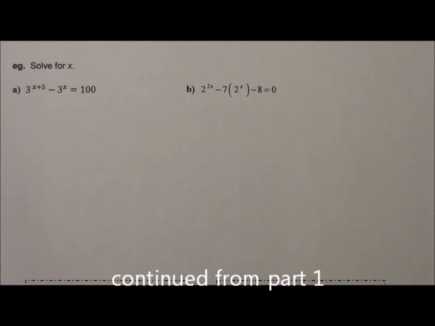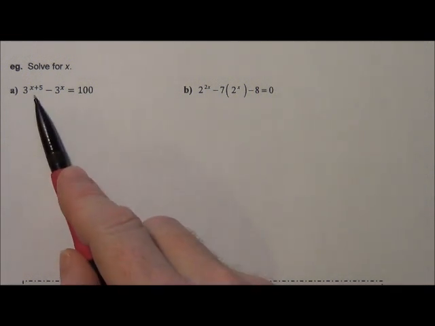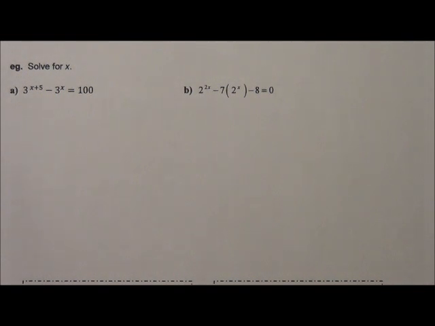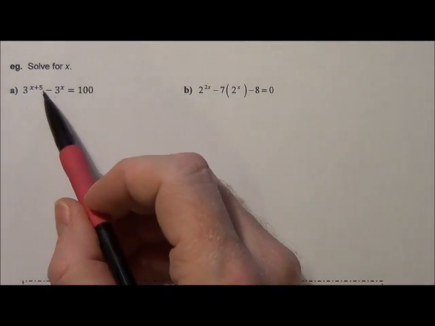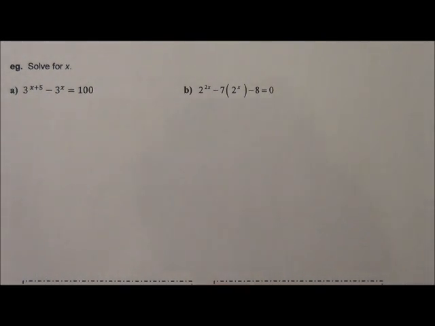Okay, so we have another couple interesting equations here for us to solve. This requires us to really know the exponent laws very, very well. So we've got 3 to the x plus 5 minus 3 to the x equals 100. I could break this apart using exponent laws, sort of the reverse of what we're used to.